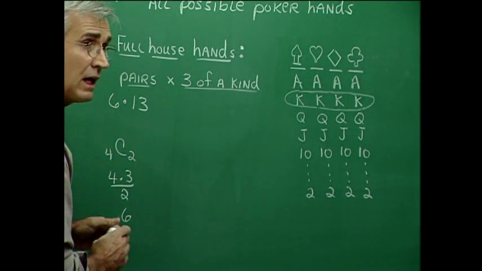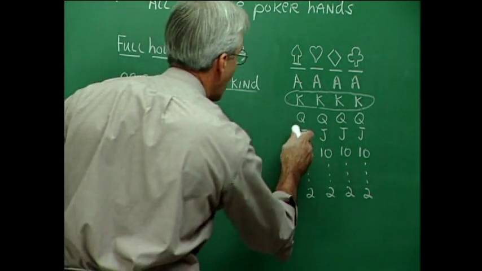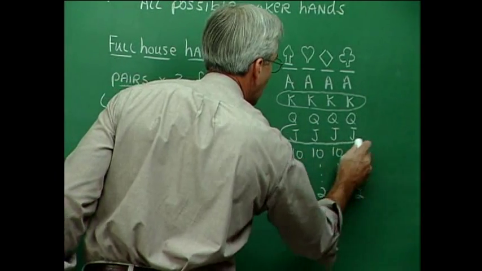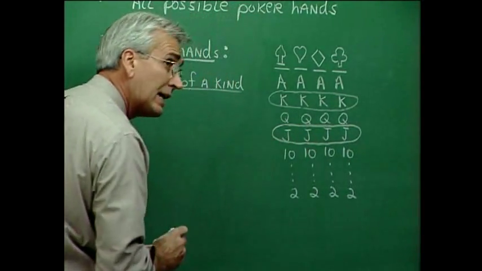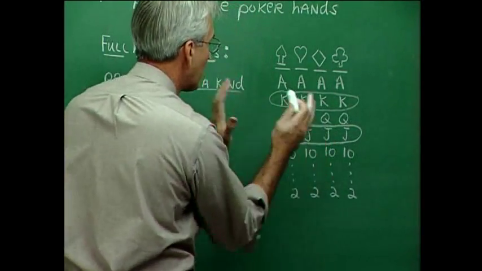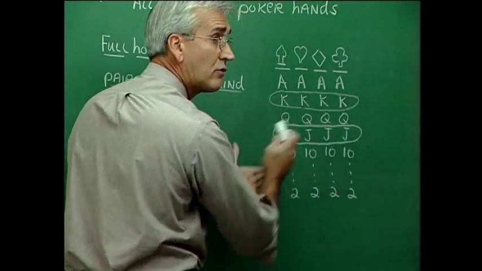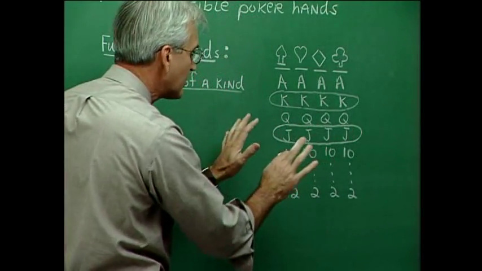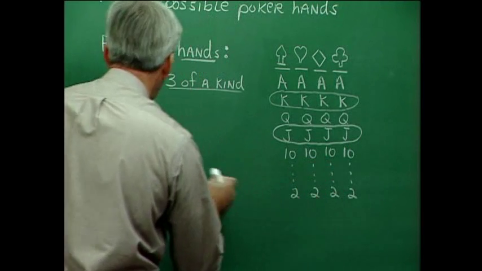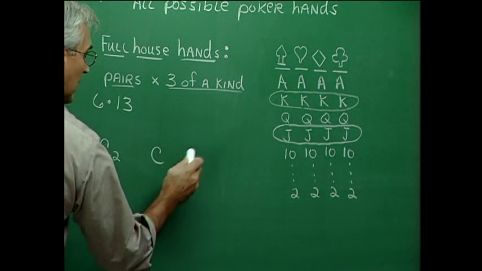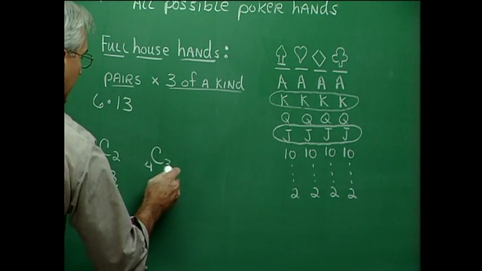Now, what about three of a kind? Well, let's examine that in the same way. What about with the jacks? If we're thinking about three of a kind, we think about all the different ways that we can have three jacks out of these four jacks. Well, that again is the notion of combination. And it is the combination of 4 things taken 3 at a time.